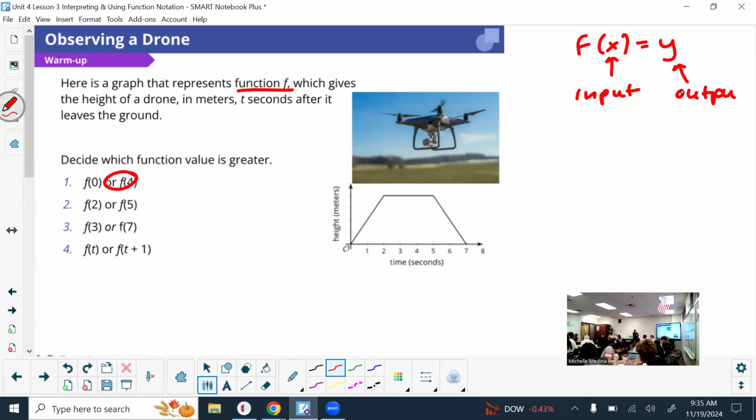So you know that this 0 and this 4 is an input because it's in the parentheses. You know to look at your x-axis for 0 and 4. This whole thing as a unit, though, gives you your output. So my output for f of 0 is 0 because that's my y value. My output for f of 4, these aren't labeled, but as you go up on the y-axis, what happens with the numbers? They get bigger or smaller?